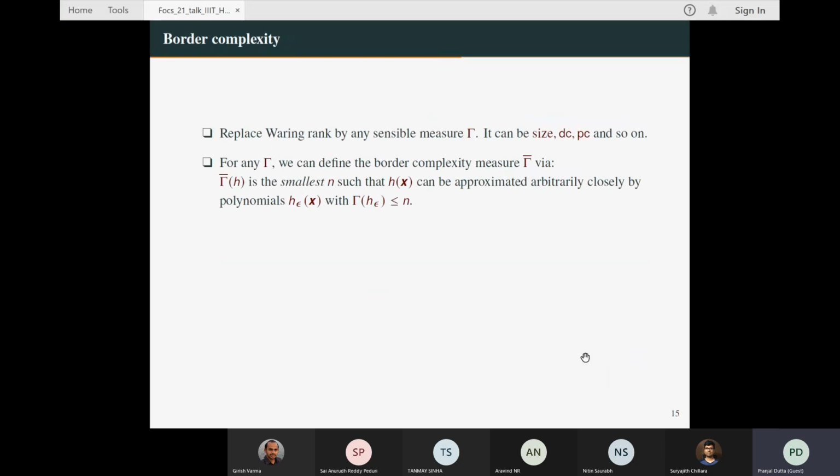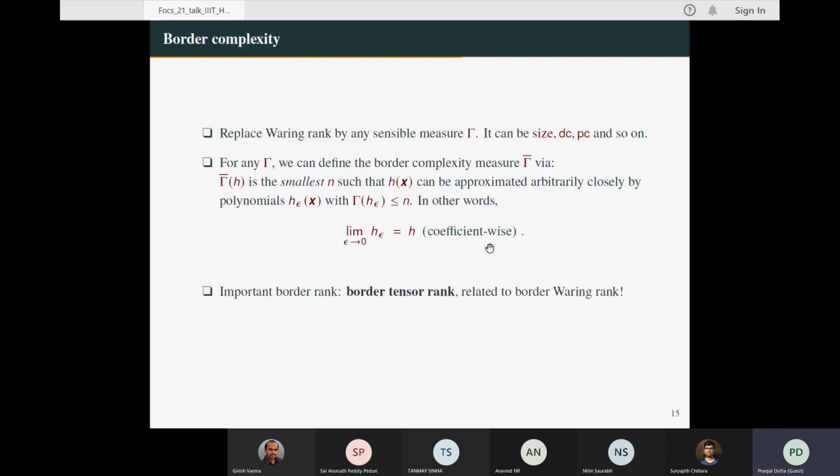So you can replace border varying rank by any measure gamma, and we say that for a measure gamma, what is gamma bar? All these h epsilon such that h epsilon has limit h, and gamma of h epsilon is less than or equal to n. Then we say that gamma bar of h is less than or equal to n. So on this side there is gamma, on this side there is gamma bar, and there is this limit. If h epsilon has limit h, and gamma of h epsilon is less than or equal to n, we say that gamma bar of h is less than or equal to n.